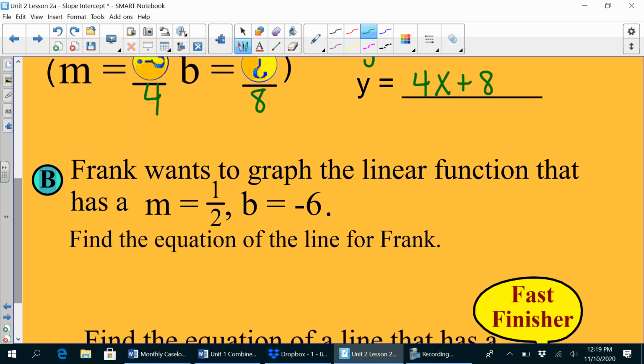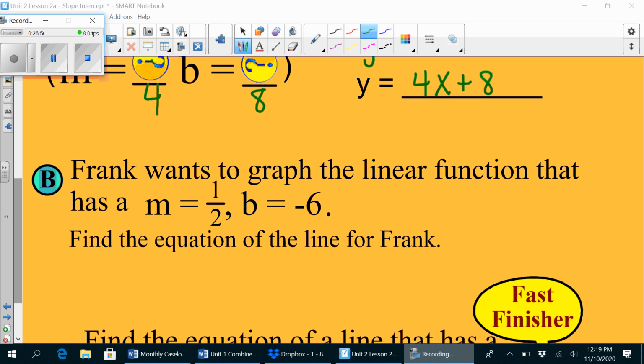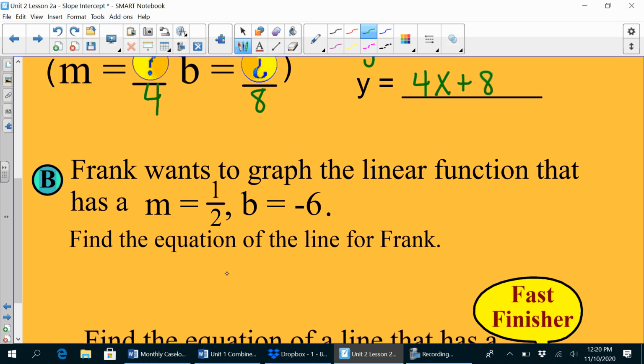So Frank wants to graph the linear function that has a slope of 1/2 and a y-intercept of -6. So I'll give you a second to try this one on your own. Okay. So we would have y equals 1/2 x minus 6.